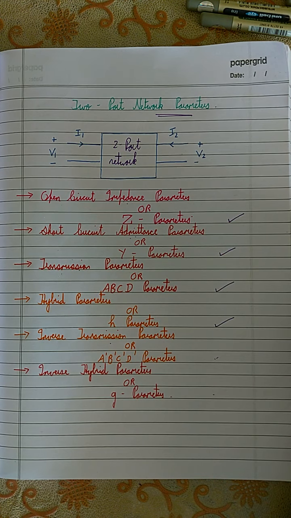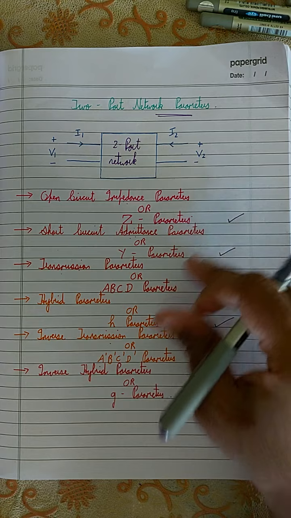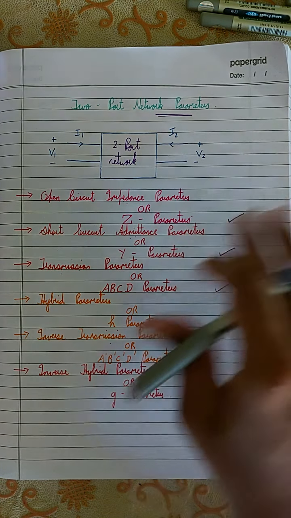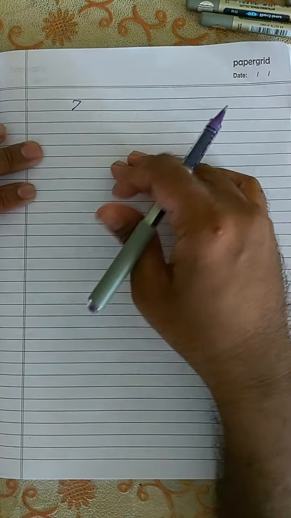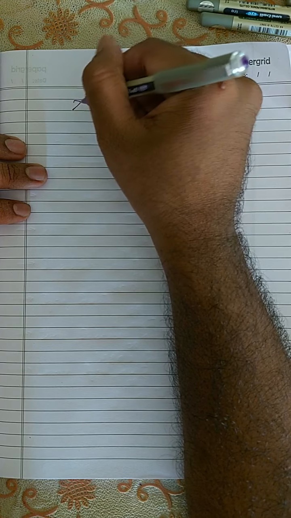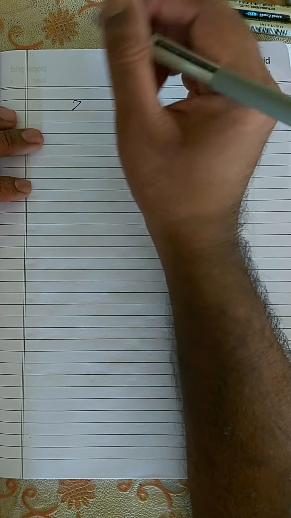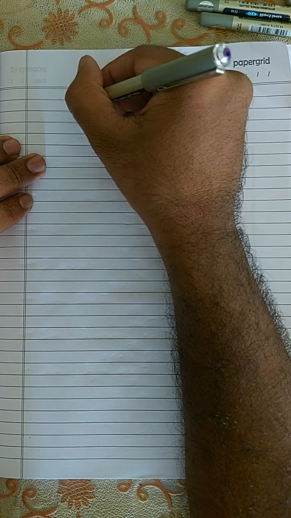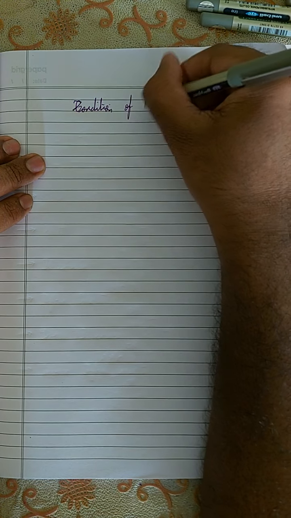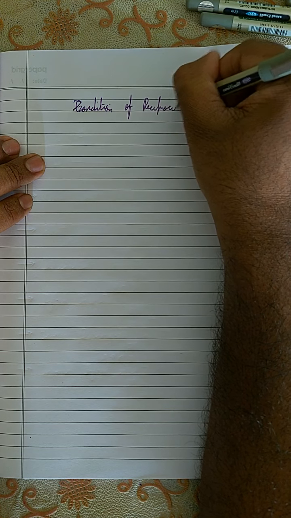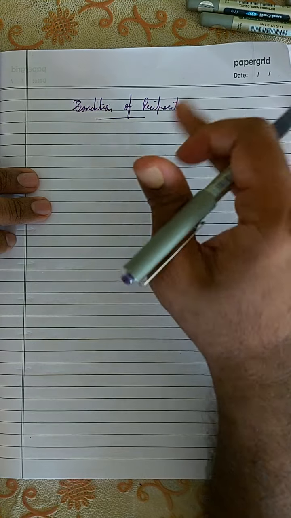So before we move into any one of these network parameters, let me first discuss what reciprocity and symmetry are, how to check for reciprocity and how to check for symmetry. How to check if the network is reciprocal or not. To understand that, first let me tell you what a reciprocal network is, and how to check the condition of reciprocity. So let me write that: the condition of reciprocity. So what is reciprocity, or when is a network said to be reciprocal?